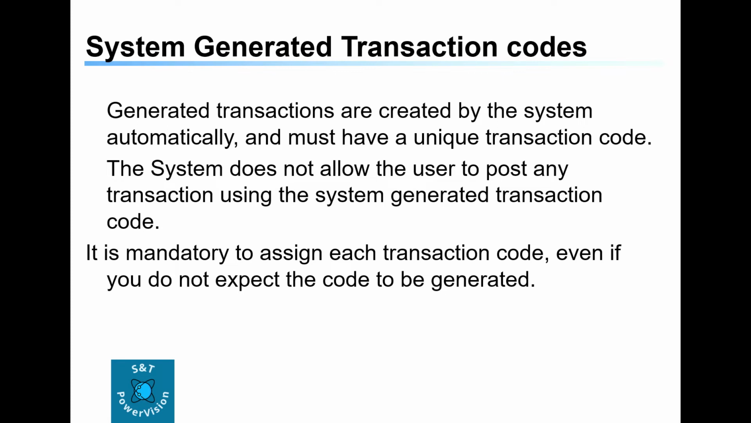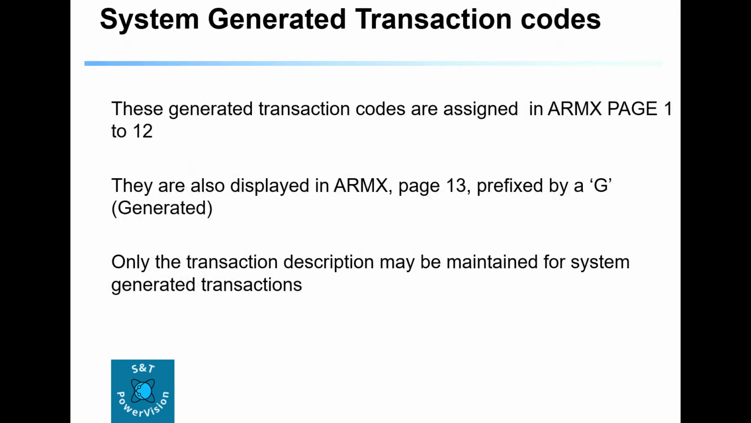It is mandatory to assign each transaction code even if you do not expect the code to be generated. These generated transaction codes are assigned in ARMX pages 1 to 12. They are also displayed in ARMX page 13 prefixed by a G. G stands for generated transactions. Only the transaction description may be maintained for system generated transactions. We will see some of them on the ARMX screen.